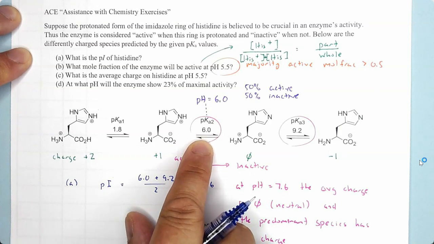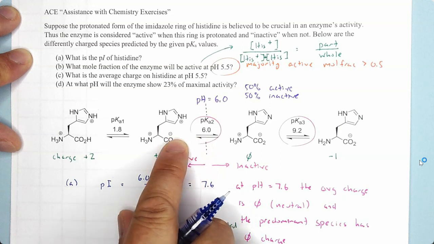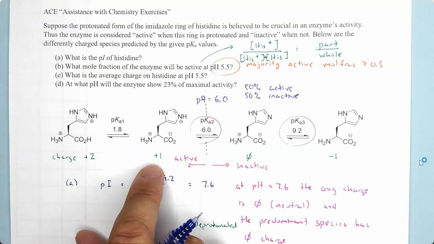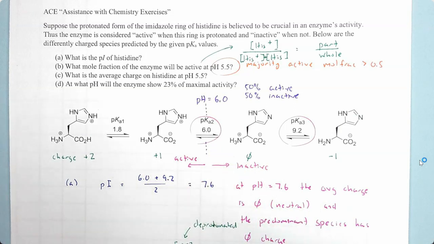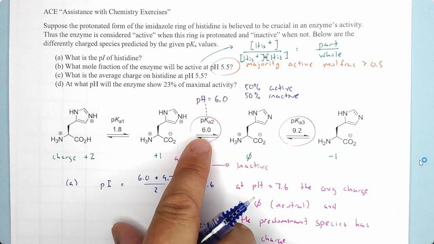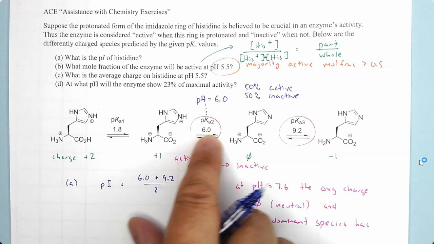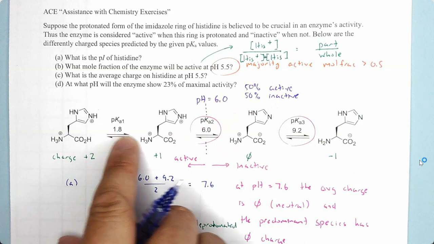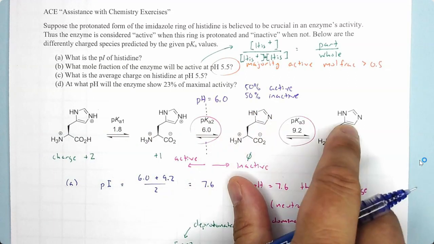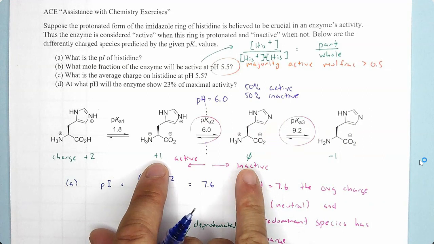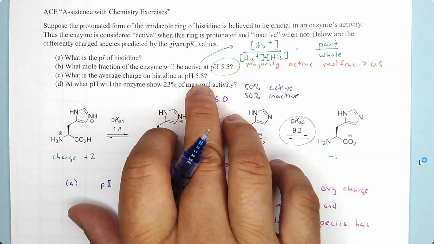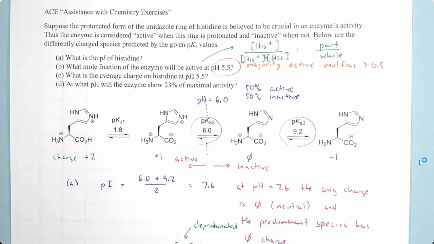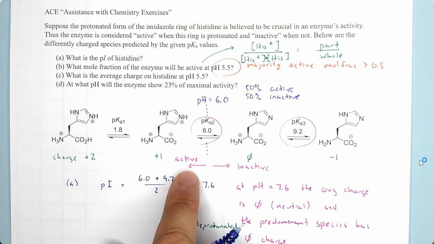But because we are to the left of this pKa, we should have more of the +1, and so the average charge should be more than plus 0.5. Do you see what I'm getting at? Again, if the pH was exactly 6.0, because we have half protonated and half not protonated, you're really looking at the average of these two, halfway between these two. But we're skewing more to the acidic side, so we would expect the average charge to be greater than plus 0.5.